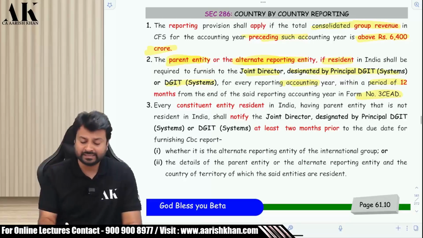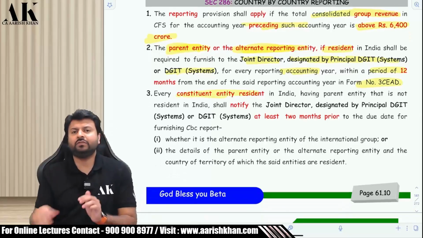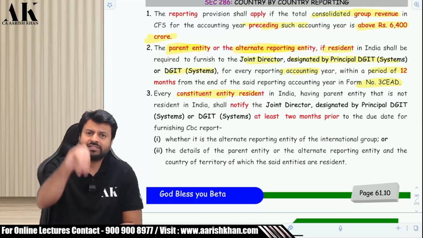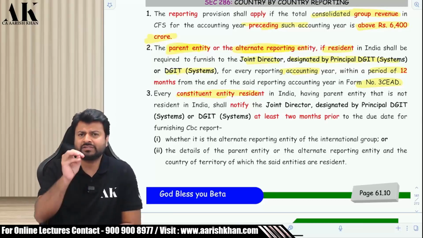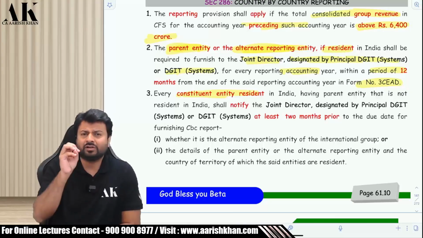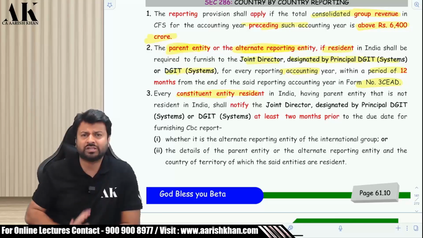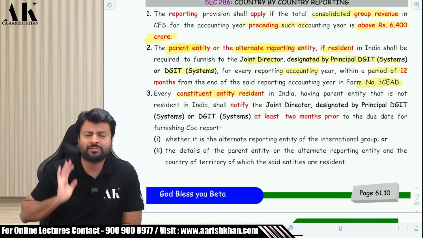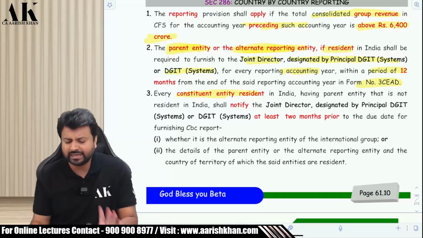Okay, next. Every constituent entity. First of all, you will ask me a question, what is a constituent entity? A constituent entity is an entity which is a part of CFS. So every company which is a part of CFS is called a constituent entity. Even if a company is not part of CFS, because of some reason, that company can also be called a constituent entity. And even a foreign company's permanent establishment in India can also be called a constituent entity. So the constituent entity has some responsibility.